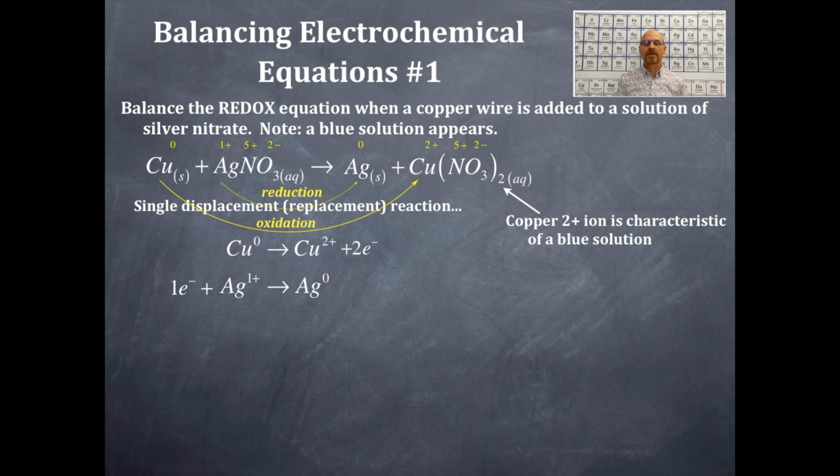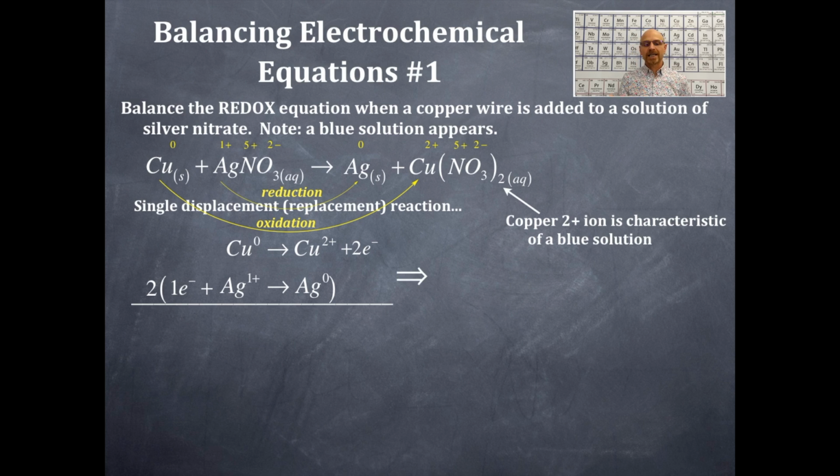So now I've effectively balanced the charges by adding electrons. Now I need to make sure that when I add up the oxidation half reaction and the reduction half reaction, the electrons cancel out. So I'm going to multiply both equations by a number. I'm going to multiply the oxidation, the copper half reaction, by a 1. I'm going to multiply the bottom reduction half reaction by a 2. So now I'm going to distribute that 2 over all the terms in that reduction half reaction.